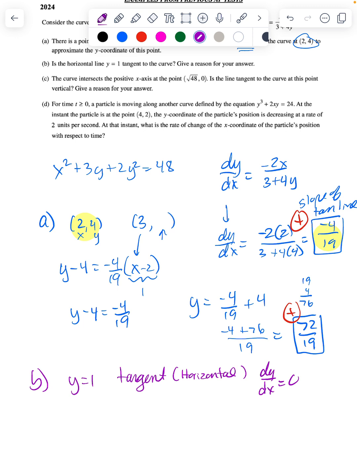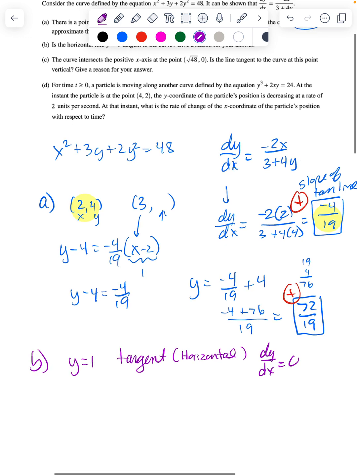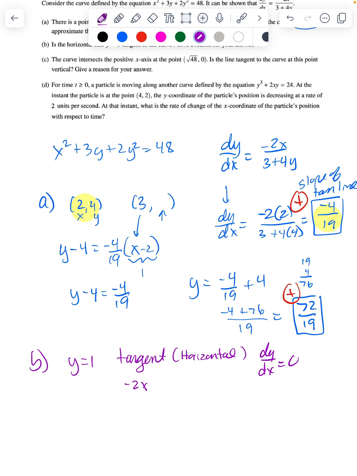So, okay, I'm going to bring down my derivative that they gave me right here, and I'm going to see when that will be 0. The only time a fraction can be 0 is if the top is 0. So the only time that would happen is if x was 0.